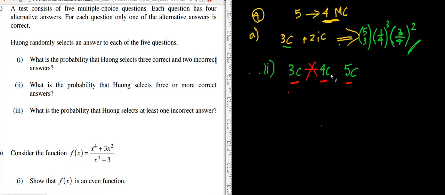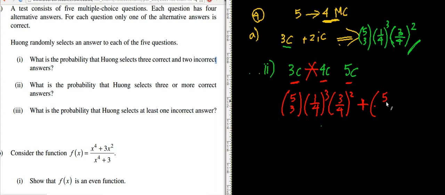So basically what we're going to do is this. Getting 3 correct, we did it up here, so I'm just going to write that down: 5 choose 3, quarter to the power of 3, 3 quarters to the power of 2. Now I'm going to add. Whenever they're mutually exclusive, you have to add the probabilities up. So the next one I'll be doing is 5 choose 4. It will be 1 on 4 to the power of 4, 3 on 4 to the power of 1, right?